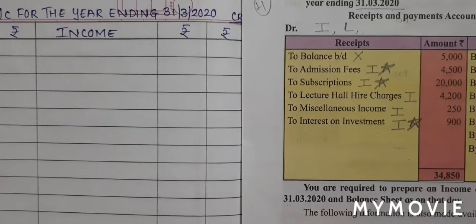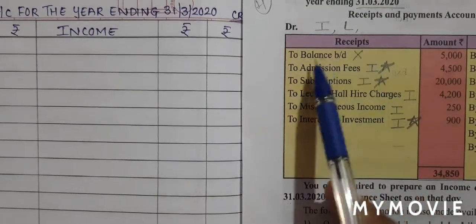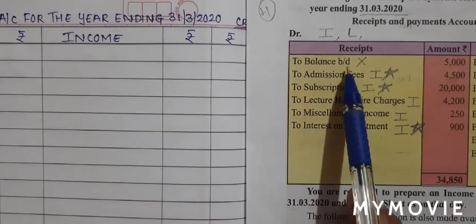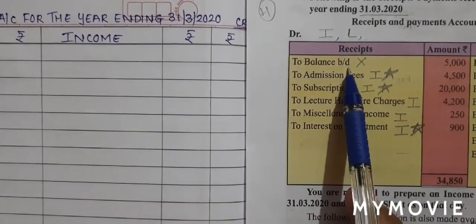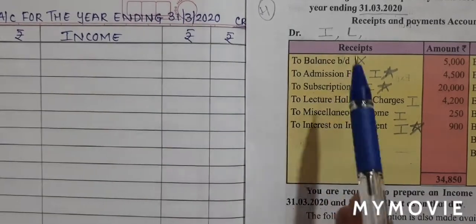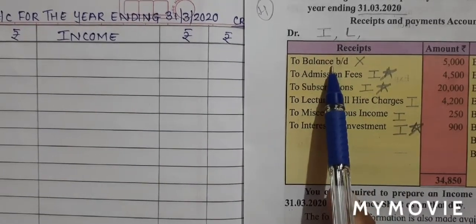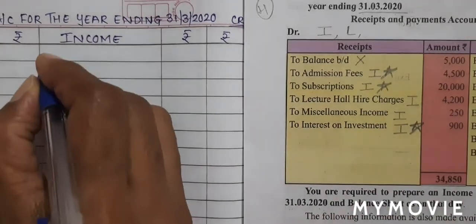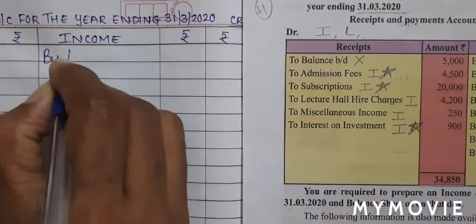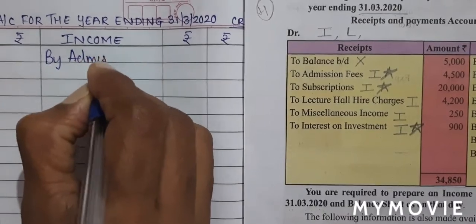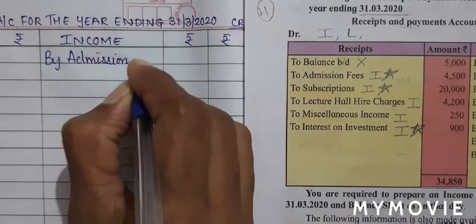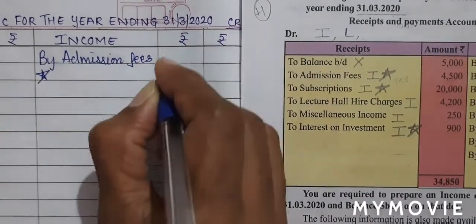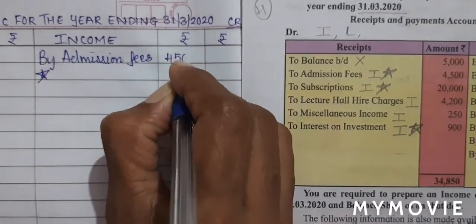So let's begin from the receipt side. The first one is to balance brought down. This is my opening cash balance. Since we are doing this at the end of the year, opening balances will not be recorded. Next is admission fees. So on the income side, I will write by admission fees. There is a star. So I will write it in the inner column 4,500.